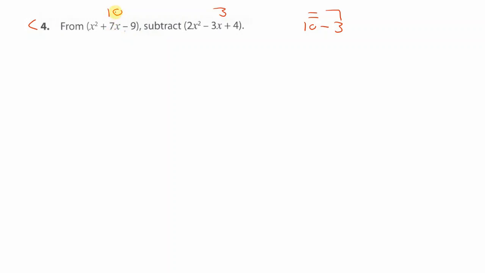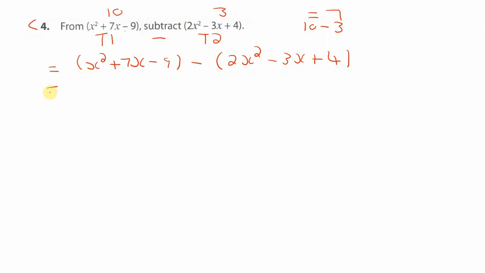So 10, we first took 10, then we subtracted 3, which is the second term. So we subtract term 2 from term 1. So let's just do it. So term 1 is this term. So let's just write it down in brackets. And we subtract. What do we subtract? Term 2, which is 2x squared minus 3x plus 4.